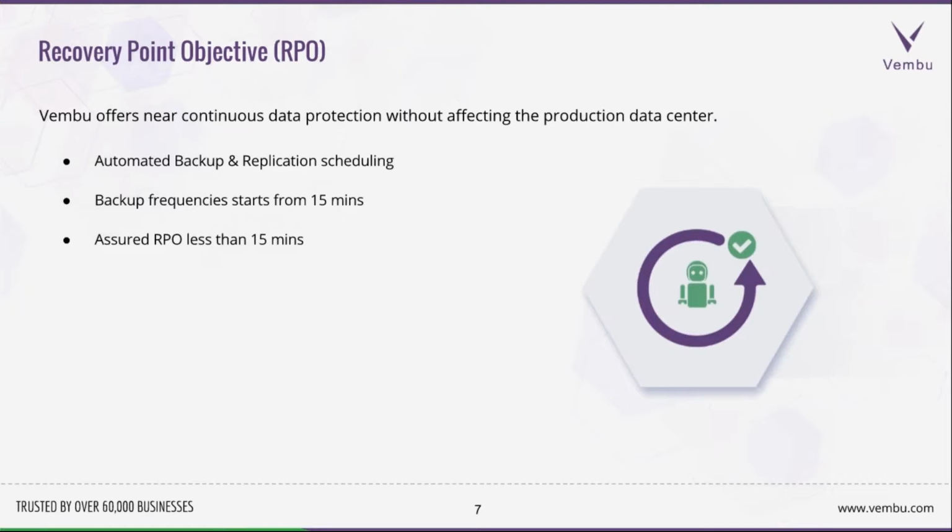RPO is up to which point we can recover a backup after the disaster. Vembu offers near continuous data protection without affecting the production data center. It has an automated backup and replication scheduling mechanism in it, and the backup frequencies start from every 15 minutes. So using this you can assure that you can achieve an RPO at any point with less than 15 minutes.